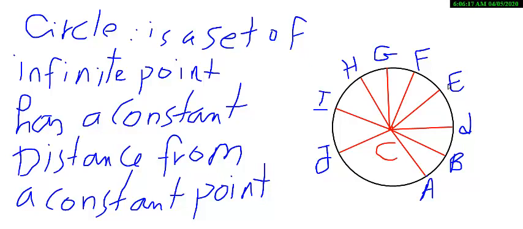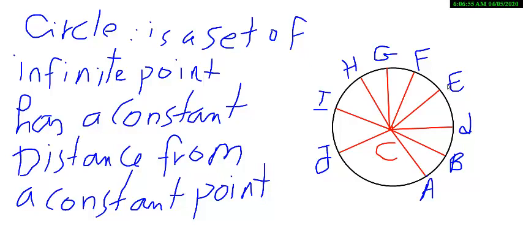The constant point which I meant here is the point C at the middle. All the red segments stand for the constant distance, and all the blue points are called the set of infinite points, and the C at the middle is called the constant point. So in the definition of the circle, it's clear that a set of infinite points, A, B, D, E, F, G, H, I, has a constant distance, which is CA, or CB, or CD, or CE, until you reach CJ. This is what we call the constant distance from the constant point, which is C.